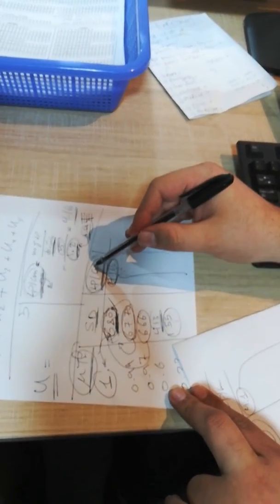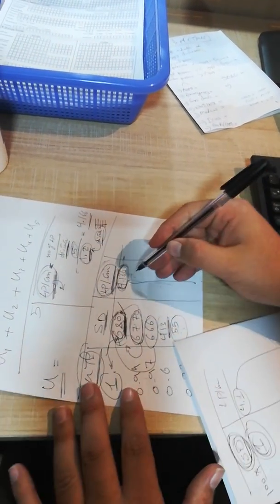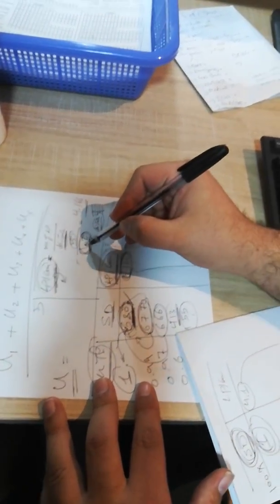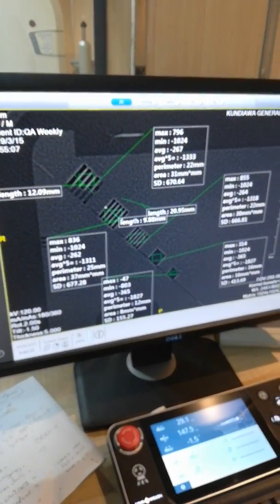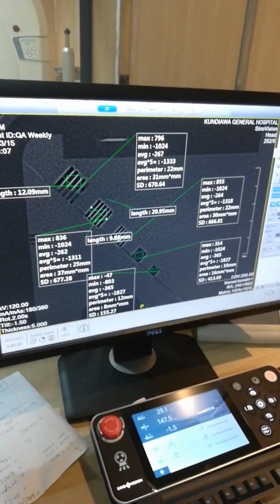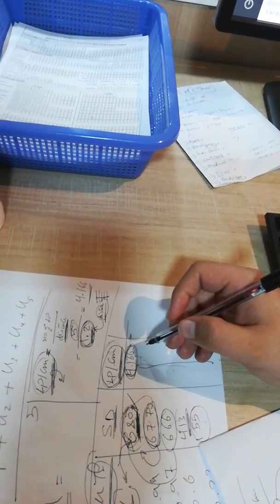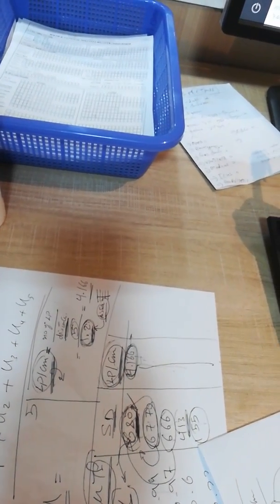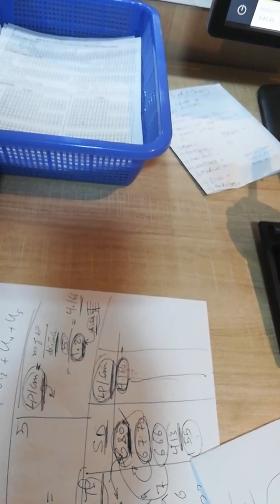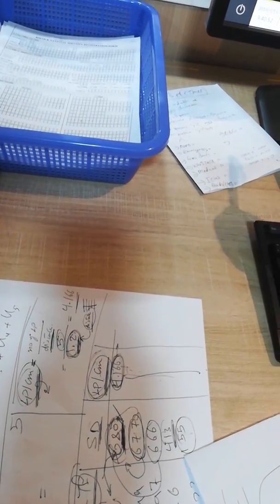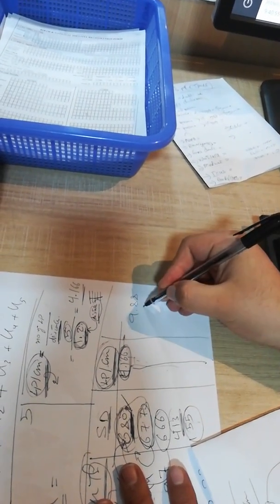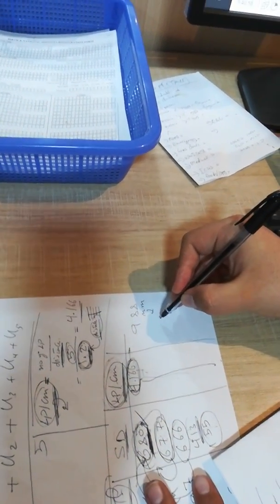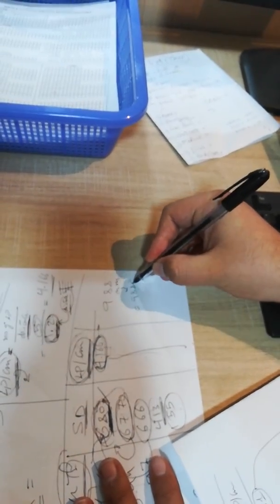And for line pairs per centimeter, I can measure all the values. How can I do that? Here I will calculate the distance for each group. For the second group, I can measure the distance, 9.88, so 5 divided by 9.88. 9.88 millimeters, if I convert it to centimeters, will be 0.988 centimeters.